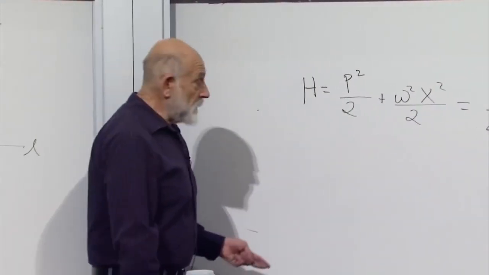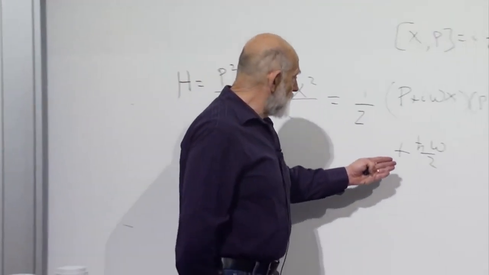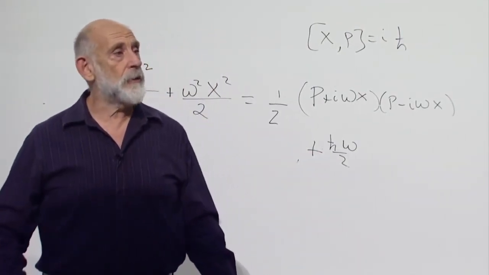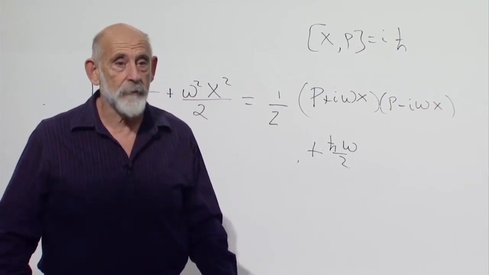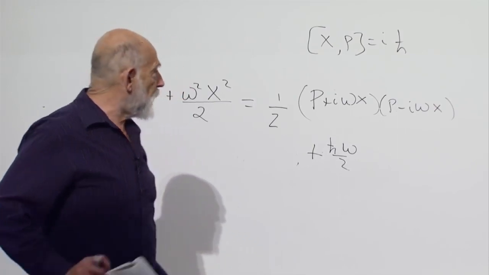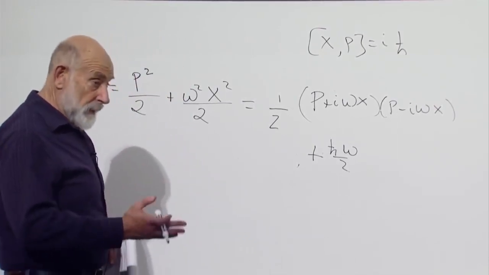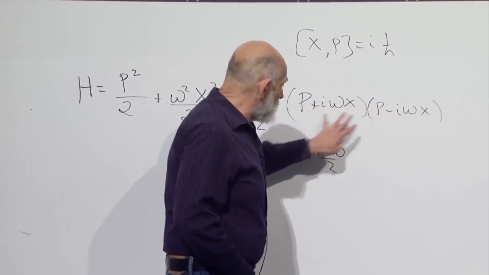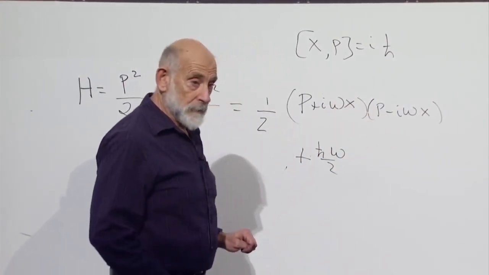This is a constant. What's it called? It's got a name. It's called the zero-point energy. It's there even when the harmonic oscillator is in its ground state. We're going to see that. Even in its ground state, where this is 0, everything else is 0, this still remains.